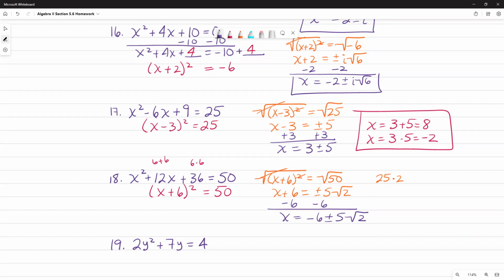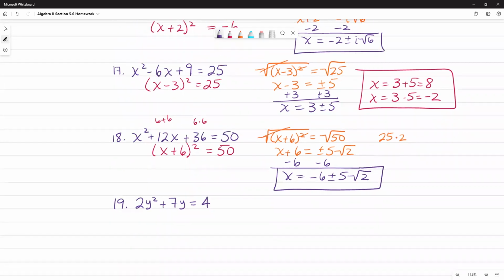Because you cannot combine the negative 6 and the 5, because order of operations tells us the 5 has to be multiplied by the square root of 2 first before you add it to the negative 6. Negative 1 times the square root of 2 is very different than negative 6 plus 5 square root of 2. So you would leave it. This is it.